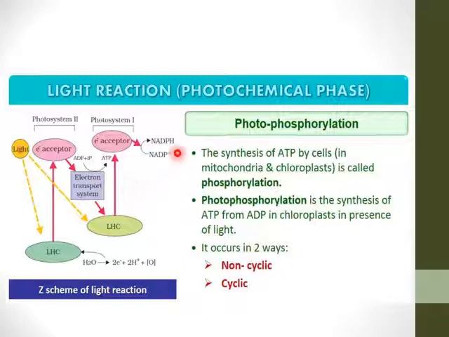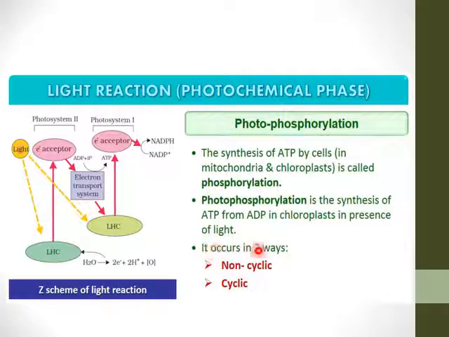The next is the photophosphorylation, that is the synthesis of ATP by the cells in mitochondria and chloroplast. This is called photophosphorylation. In mitochondria, as we did in our respiration chapter, that is called oxidative phosphorylation, and when this synthesis takes place in the chloroplast in the presence of sunlight, then it is called photophosphorylation. Photophosphorylation is the synthesis of ATP from ADP in chloroplast in presence of light.